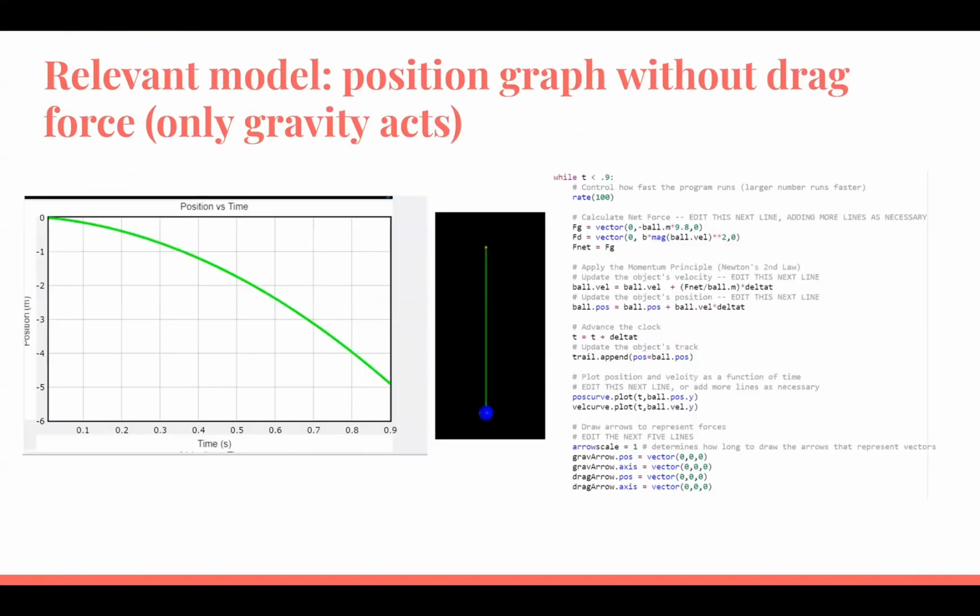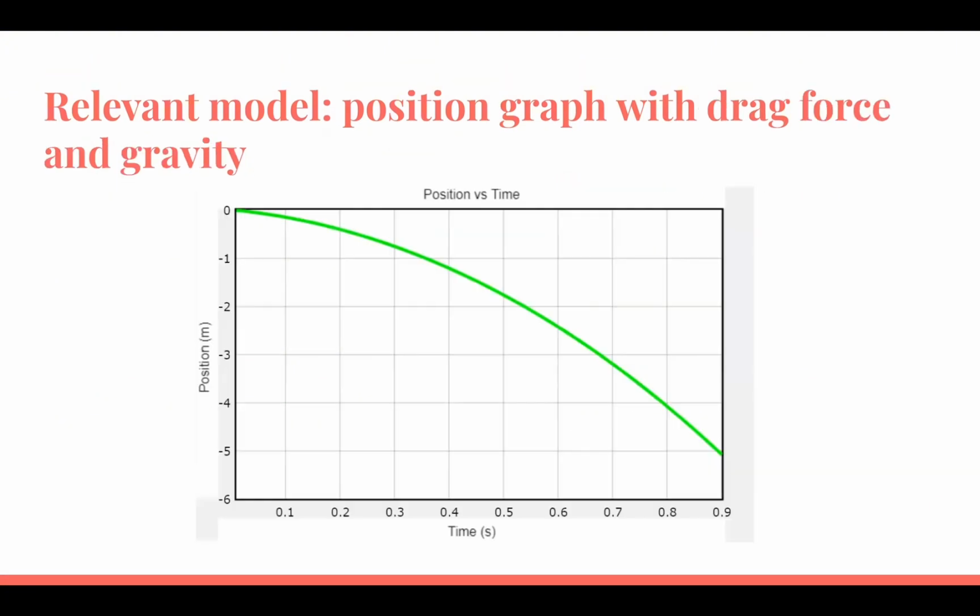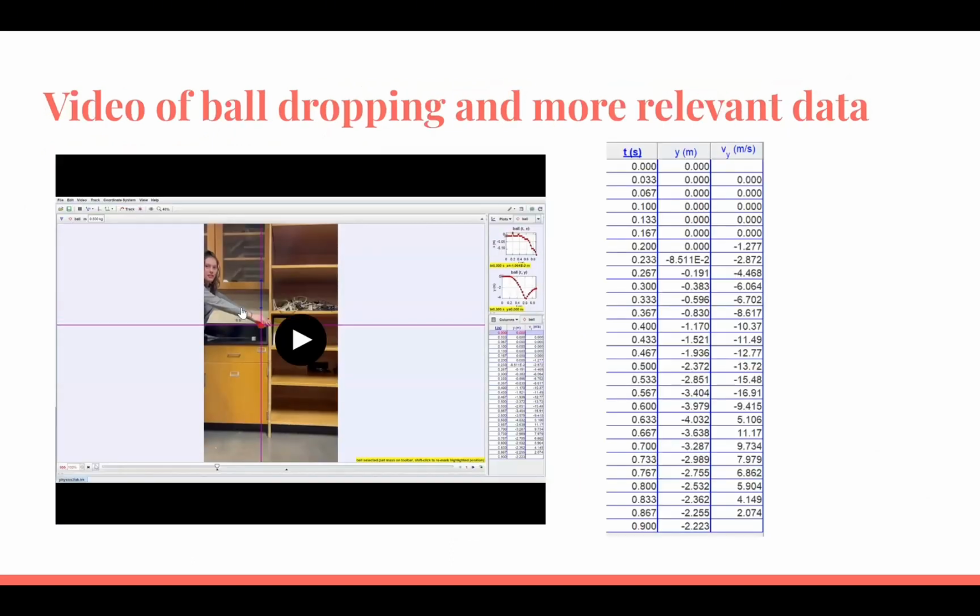Here is our second relevant model, which is the position graph without drag force. And this was the computational model. And on the right there is the code that I wrote to run this. And then our third relevant model is the position graph with drag force and gravity, also created through the code. Okay, so here is the actual video of Sophie dropping the ball.